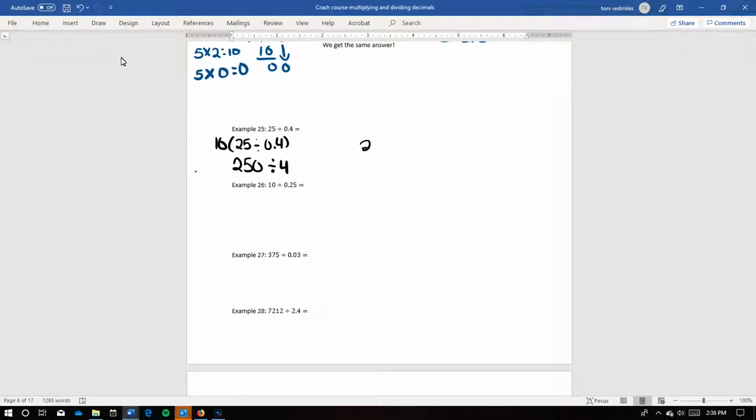Now I can finally do some division. So now it's 250 divided by 4. 4 can go into 25 6 times, that's 24. Drop down my 1 that's left over, and the 0. 4 can go into 10 2 times, which is 8. Gives me a leftover 2.